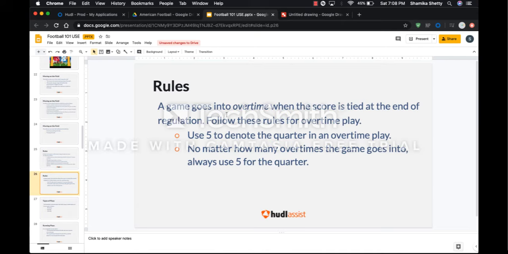So the normal play will be like kickoff, quarter 1, sides change, quarter 2. Again, kickoff from the opposite team, quarter 3, side change, quarter 4. After quarter 4, if again side changes, that means quarter 5. After quarter 5, if again the sides have changed, which means it is still quarter 5. We do not denote it as quarter 6 or quarter 7. Okay, next.